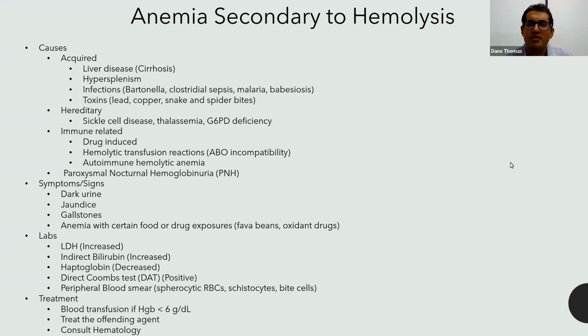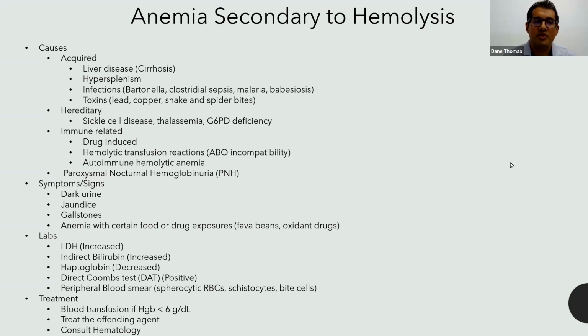Now let's talk about anemia secondary to hemolysis. There are multiple causes of hemolysis that can cause anemia, and these include acquired causes, which include cirrhosis of the liver, hypersplenism, infections, and toxins. It also could be hereditary, with sickle cell disease, thalassemia, and G6PD deficiency.